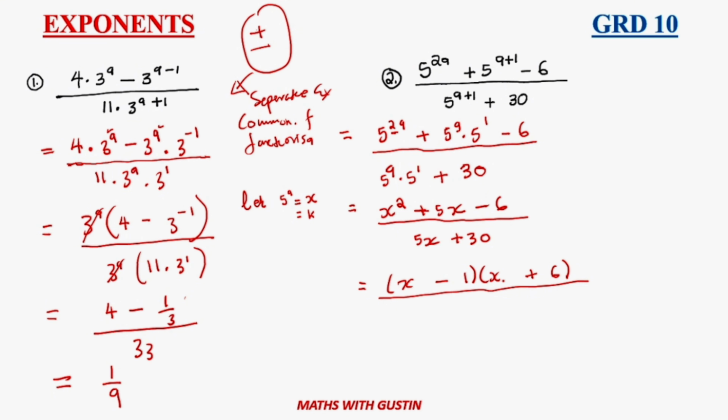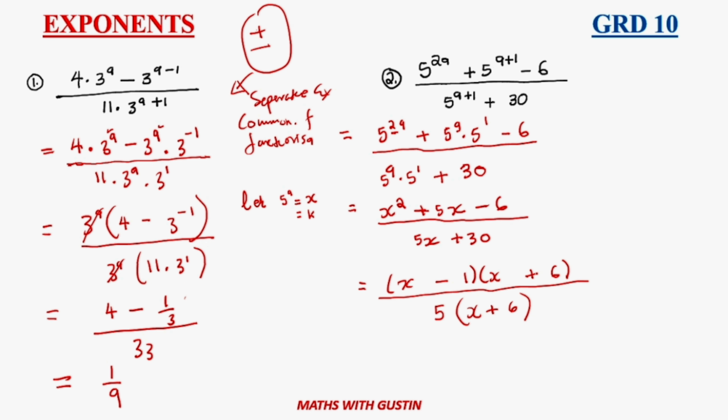All right, and that's how you would deal with this one. If you were to double check this, it should go back. Minus 1 times plus 6 is going to give us minus 6. Then 6 times x is going to be 6x, plus minus 1 times x, 6x minus x is going to give us 5x in the middle. So then here at the bottom, you're going to take out 5 as a common factor. You're going to be left with x plus 6. All right. So therefore, this is how it's looking.